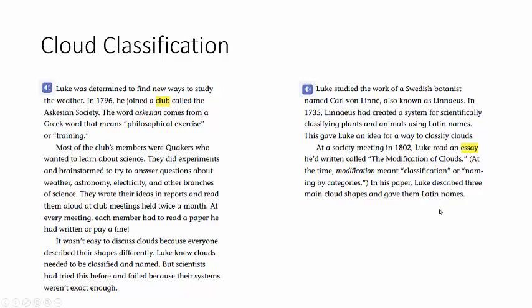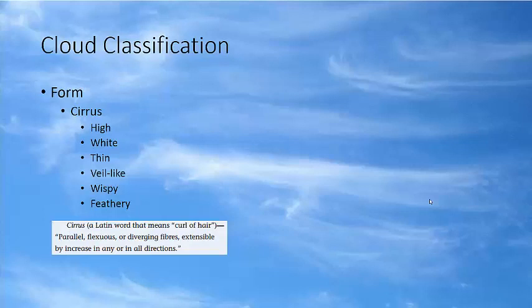And he used a lot of Latin names to describe the clouds. So if you know Latin, yay. If not, don't worry about it. We'll figure it out here. So, form. Remember I said he did it on form and height.